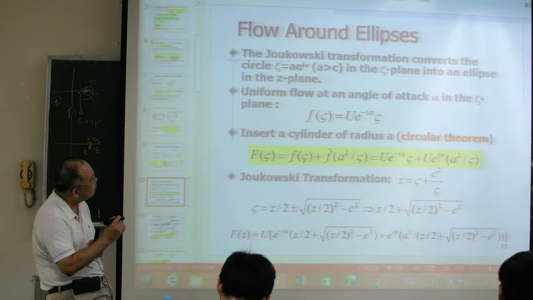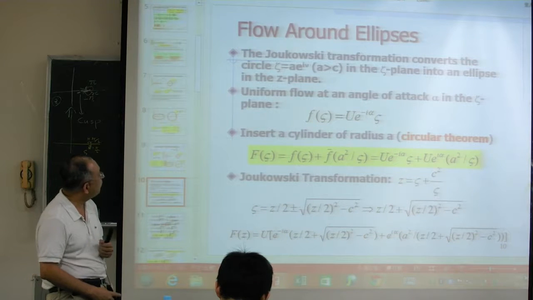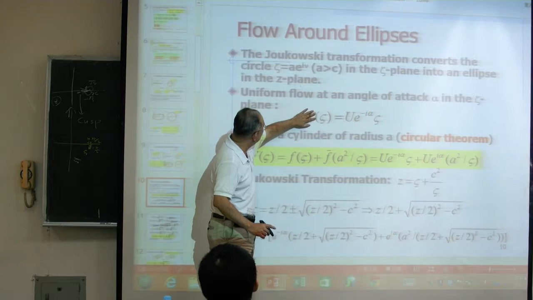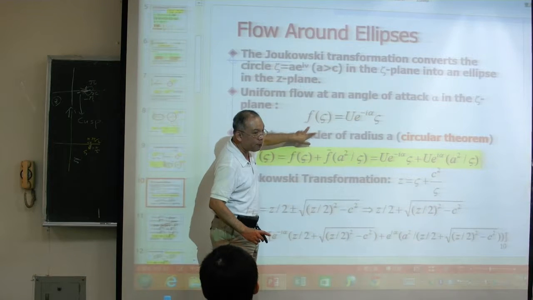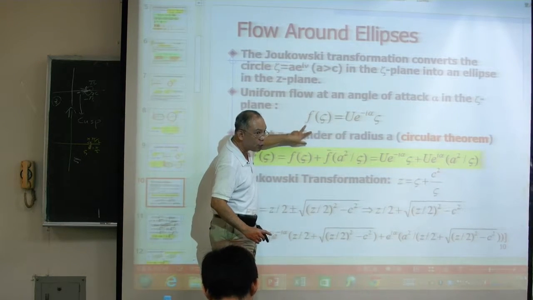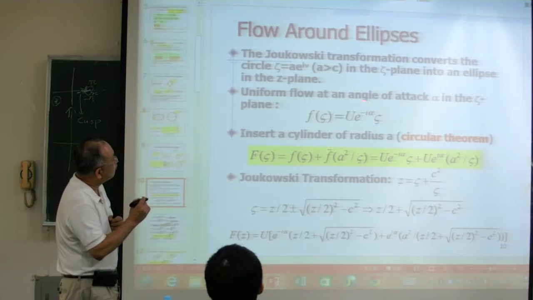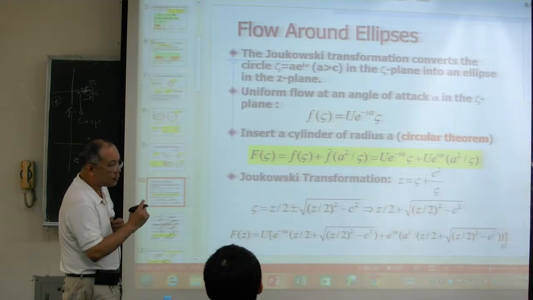If you have a uniform flow at the angle of attack alpha, then in the zeta plane the complex potential will be written like this. This will be kind of confusing, so I would like to change this. This becomes a capital F, or a small f. But anyway, I'm using the F. Remember, this F is not the mapping function. This is the complex potential. Just marking the point here. For this uniform flow at the angle of attack alpha in the zeta plane, the complex potential can be written like this.